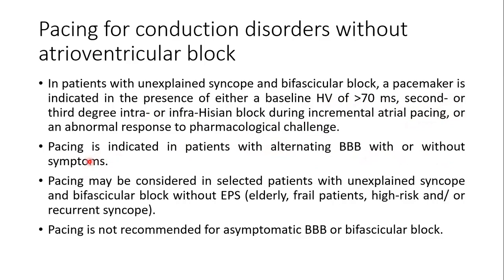A pacemaker is also indicated in patients with alternating bundle branch block, with or without symptoms, because it has been suggested that in patients with intermittent bundle branch block, they may actually have a complete heart block, but one ventricle may act as the escape source of the rhythm, and before you know it, the other ventricle has taken over as the source of the escape rhythm. So as a result, if a patient comes with alternating bundle branch block, it's an indication for pacemaker.